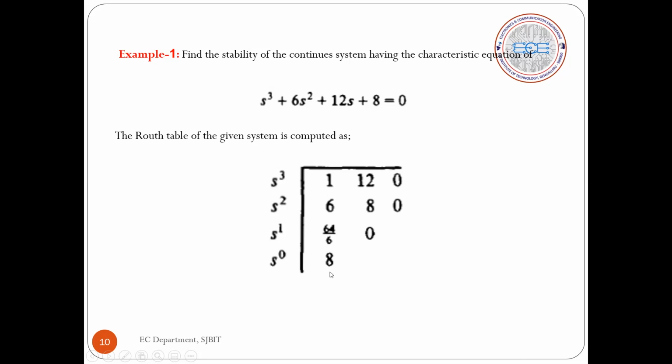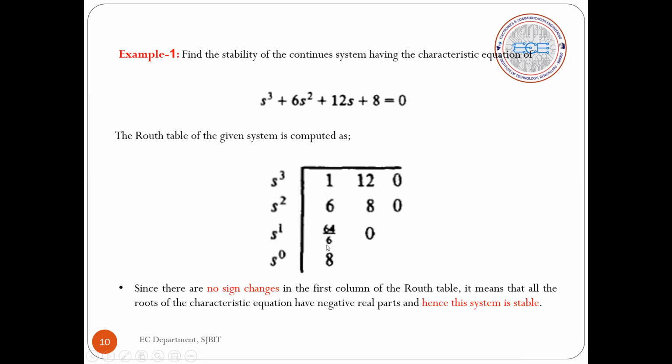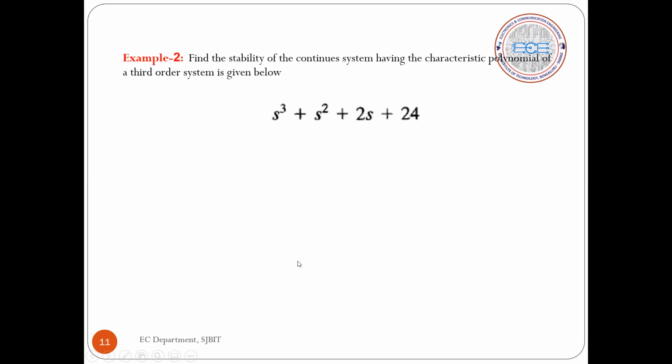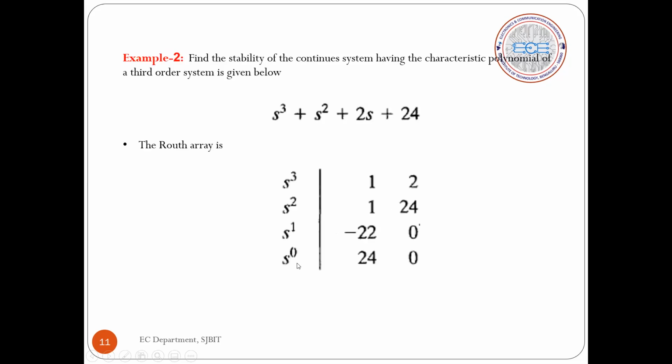So now I have to observe the first column elements here. Is there any sign change? No, there is no sign change in the first column entries of a Routh-Hurwitz table. So the system is stable. Okay, since there is no sign change happening, all are positive, the system is stable. We conclude like that. Okay, so next, we have the next example here.